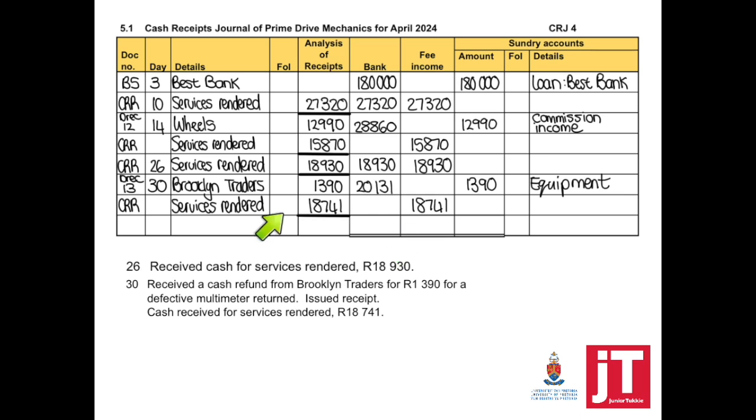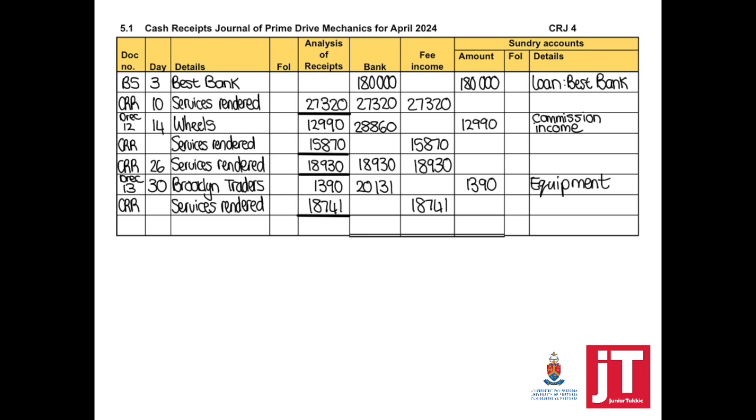How much in total did we deposit into our bank account? 20,131. When we are done with the CRJ, we total bank, fee income, and sundry accounts. From the CRJ, bank is debited, the rest is credited. So if I add those two, it should equal the 275,241.